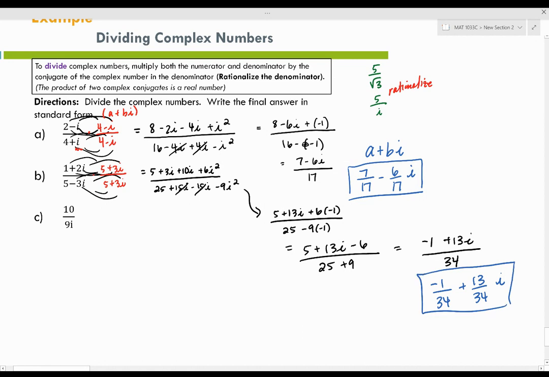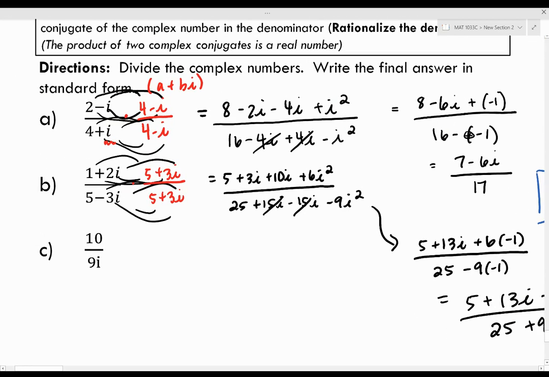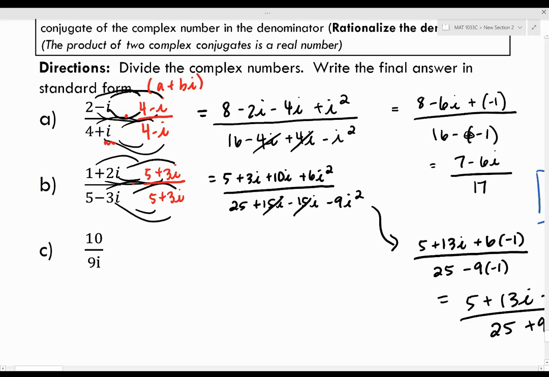All right. Let's work on the last one. So for this one, we have 10 over 9i. Okay. So once again, the way that it's written, we can't simplify any farther, but we can't leave it the way that it is because of that i that's in the denominator. So we're going to rationalize by multiplying by the conjugate. Since this is a positive 9i there, I'm going to rationalize it by multiplying by negative 9i.